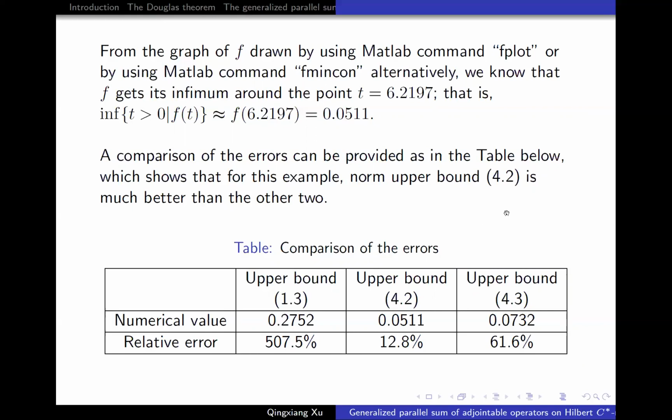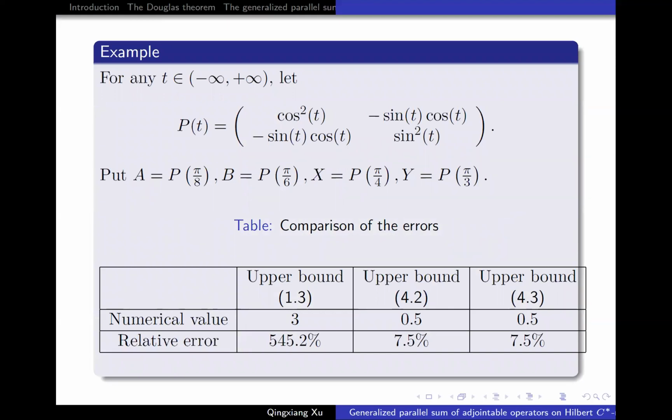So this is the first example. I will show you another example. In some cases, we don't care about the parameters. This is exactly one example. If we choose A, B, X, Y as positive semidefinite matrices in this way, based on the MATLAB computation, we can show that the previous one's relative error is also very large, and the second one and third one are the same, which means we don't care about the parameters alpha and beta.